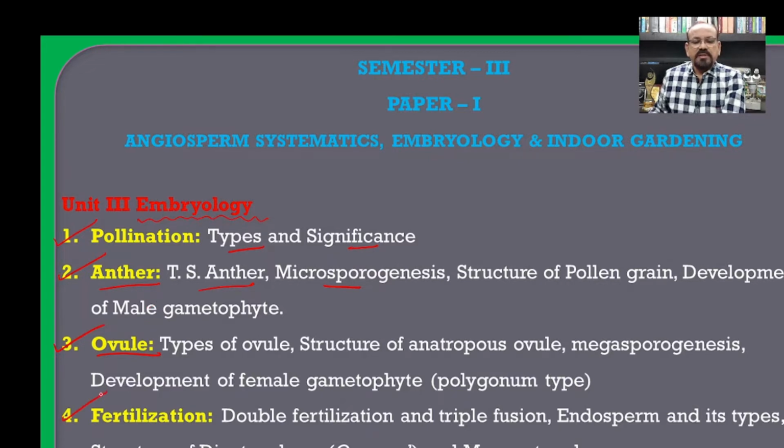Then the fourth topic includes fertilization, double fertilization and triple fusion, endosperm and its types, then structure of dicot embryo and monocot embryo. So, let's see 60 different MCQ type questions based on these different topics of embryology. And I am hopeful that all these questions will be helpful to you in preparation of your online examinations.